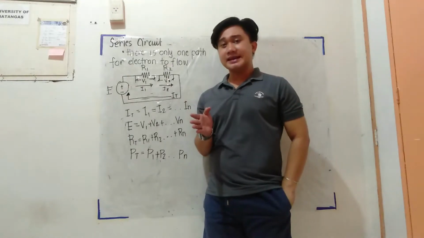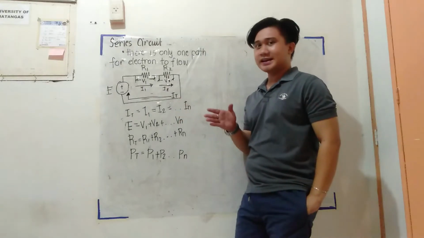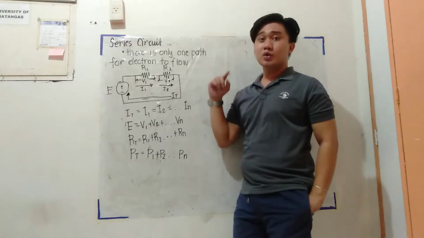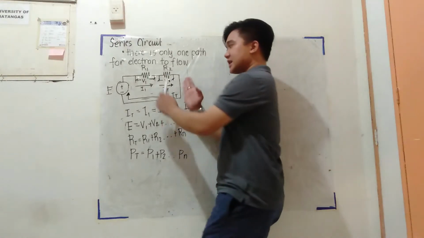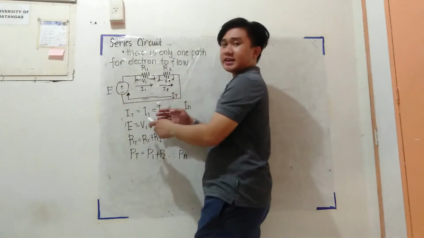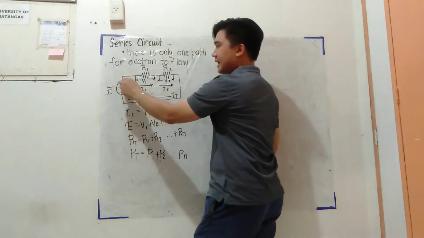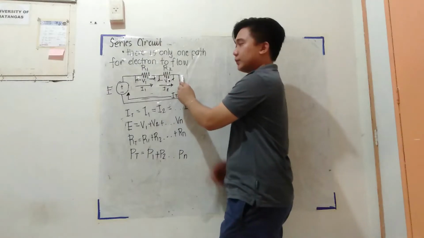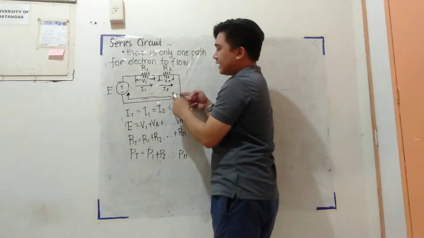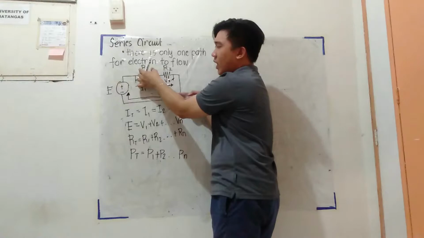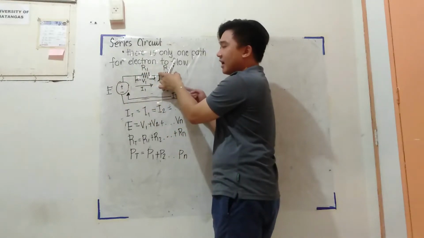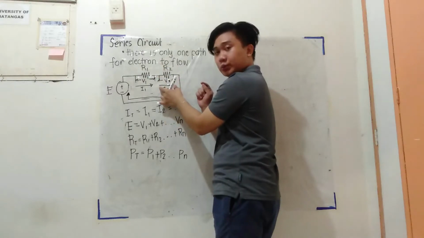Kapag sinabi natin guys na series circuit or series connection, there is only one path for the electron to flow. So this is an example of a series circuit. You have here a supply and you connect the resistor 1 and resistor 2. Siyempre, may dadaang current kay R1. Ang nadaan dun ay si current I1. Ang nadaan kay R2 ay si current I2.